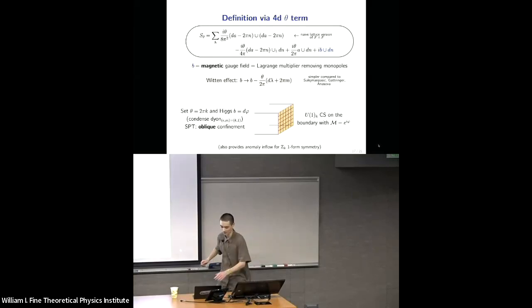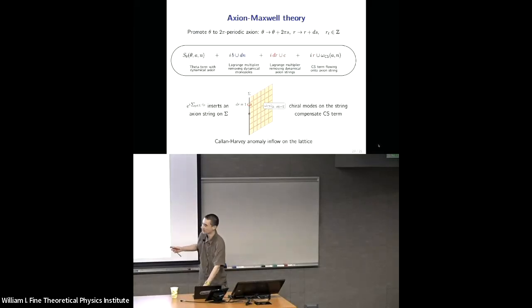Yeah, so actually I was a little bit quick. In this axion Maxwell theory, I imagine that I introduce also some coupling, some discrete coupling k, which is an even integer, so that I have 2 pi periodicity of the axion.